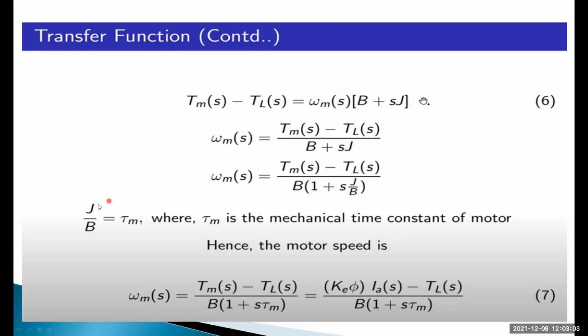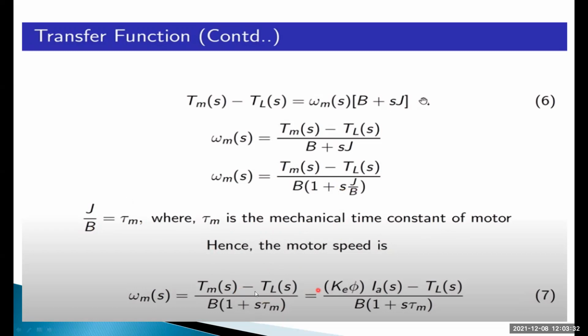Here J by B, inertia by friction, is called the motor mechanical time constant: J by B is equal to Tm. That is called the motor time constant, or mechanical time constant. Here Tm is the mechanical time constant of the motor, and the motor speed will become like this: omega m of S is equal to Tm of S minus TL of S plus B into 1 plus S into Tm. So you will get this equation.